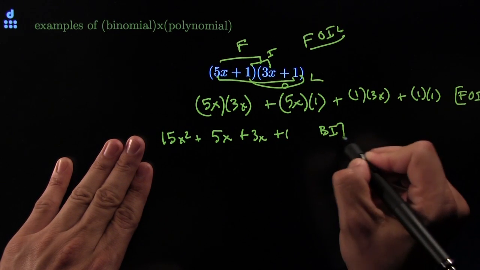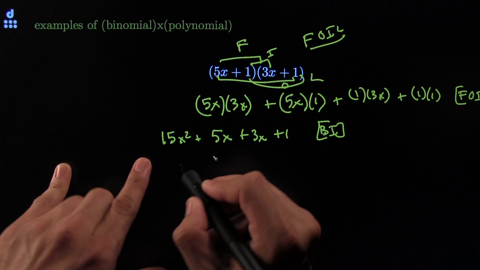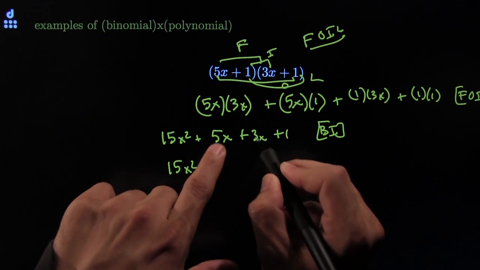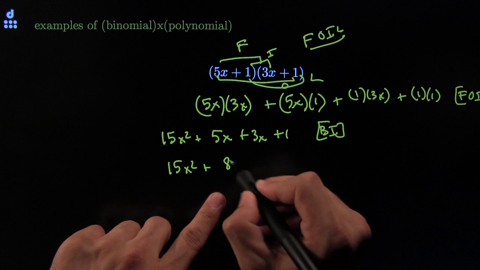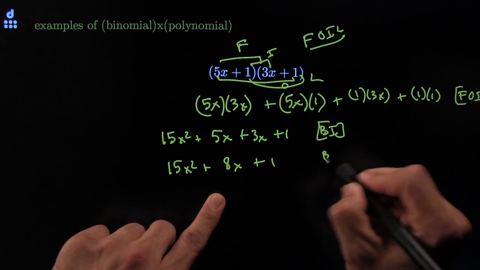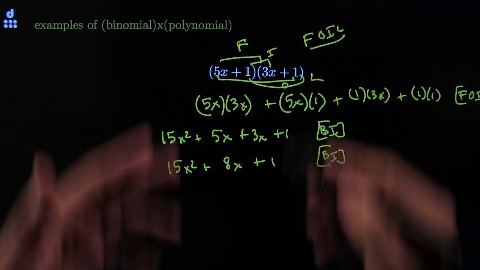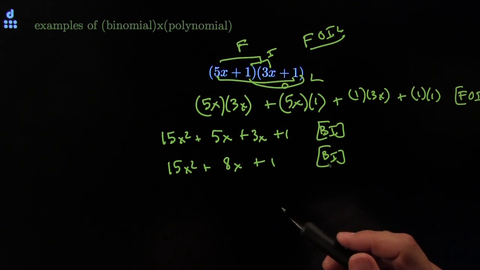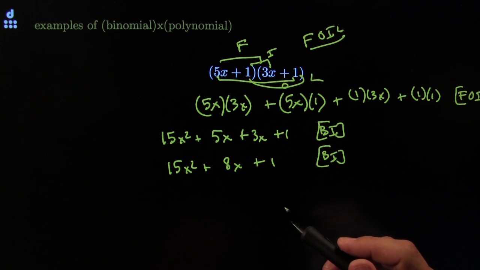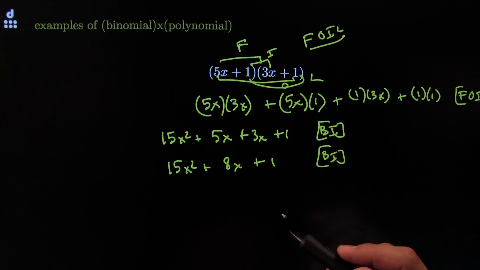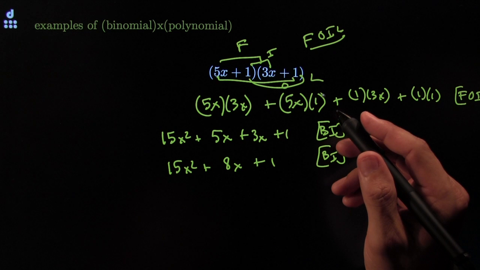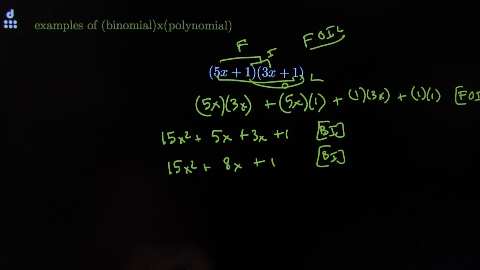This is just by inspection. And then, of course, you could collect like terms. 15x squared plus, these 2 are like terms, they're both degree 1, 8x plus 1. And there you go, yippee-ki-yay. We did it using the FOIL that we just learned. But that was so fun that I think I want to do it yet again a different way. Why not? Let's try something now.